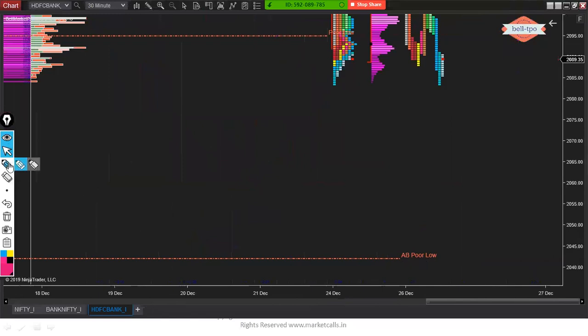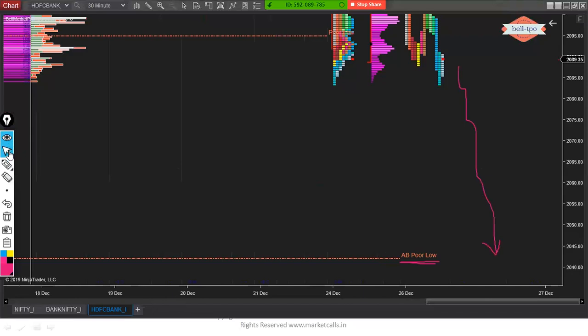you need to set optimal information. If you set the optimal information, then only the AB poor low makes sense. Otherwise, it doesn't make sense if you set a higher TPO size. So positionally, the focus in HDFC Bank is still towards this 2040. Generally, the market revisits back because it's a poorly auctioned point. Compared to poor lows and poor highs, the AB poor low clears faster.